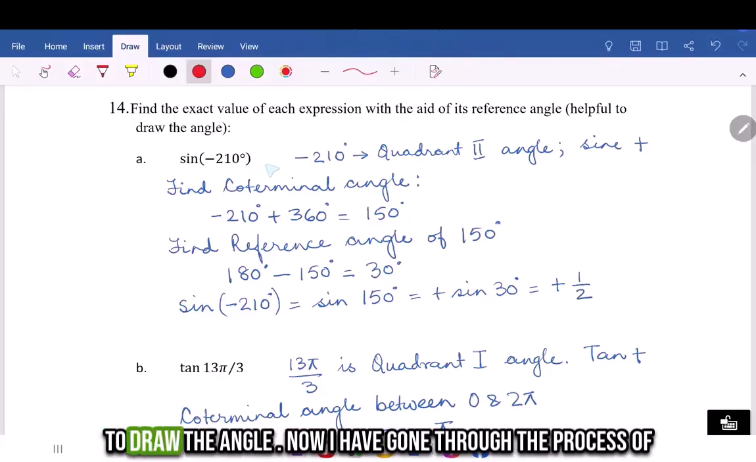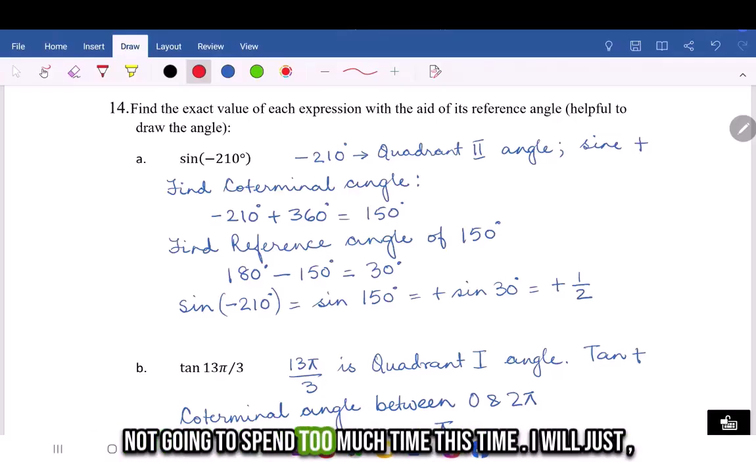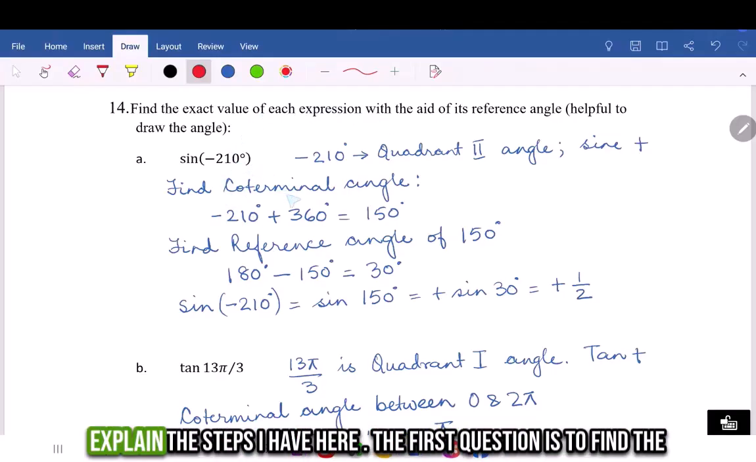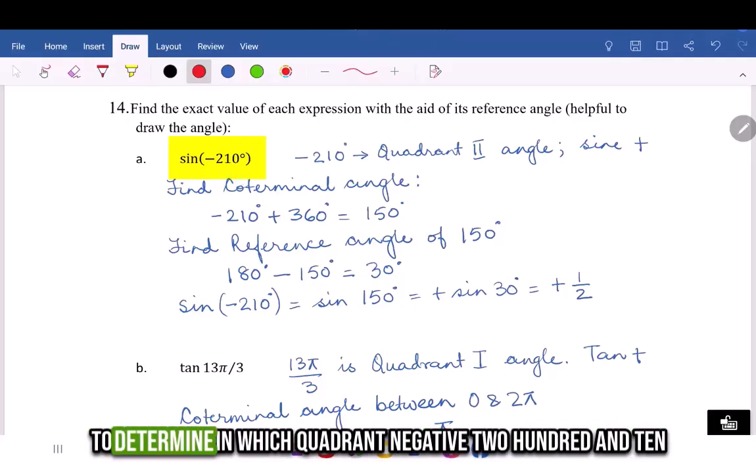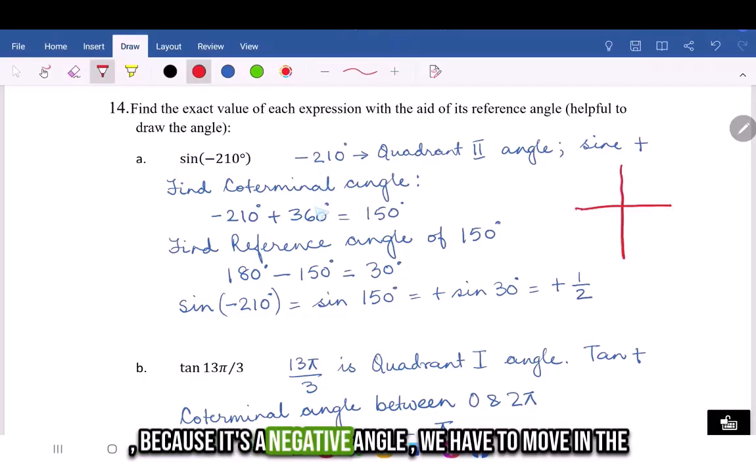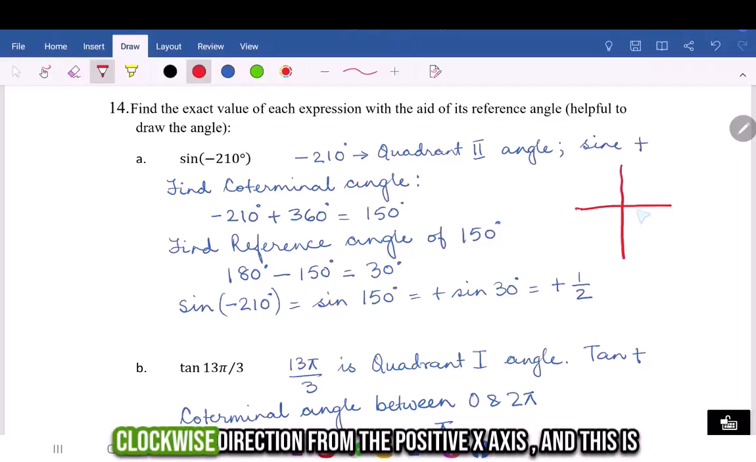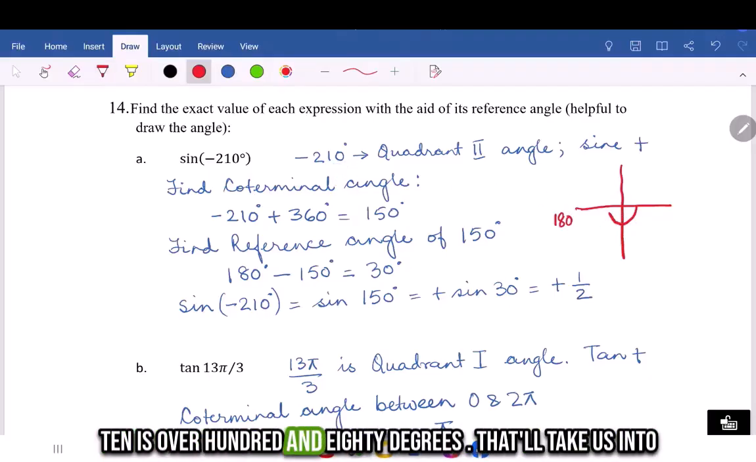Again, it's always helpful to draw the angle. Now, I have gone through the process of finding reference angles in some of the past questions, so I'm not going to spend too much time this time. I will just explain the steps I have here. The first question is to find the sine of negative 210 degrees. First, we have to determine in which quadrant negative 210 degrees would lie. So in our xy coordinate plane, because it's a negative angle, we have to move in the clockwise direction from the positive x-axis, and this is 180 degrees, correct? So 210 is over 180 degrees.